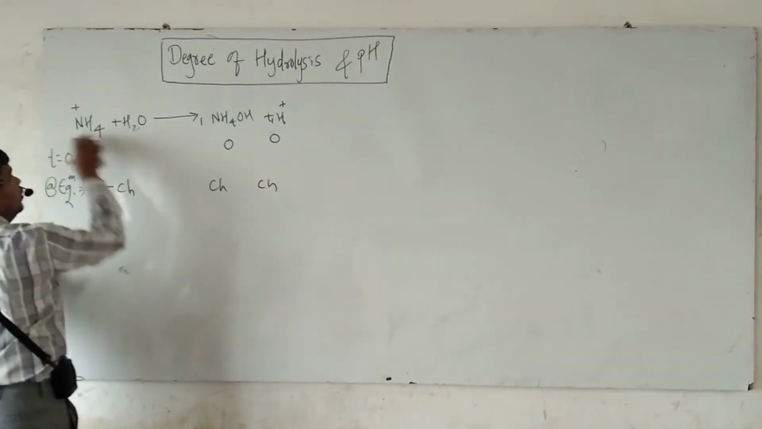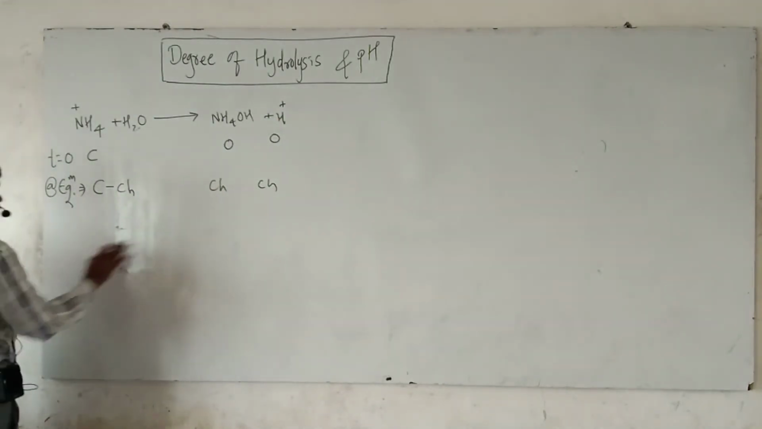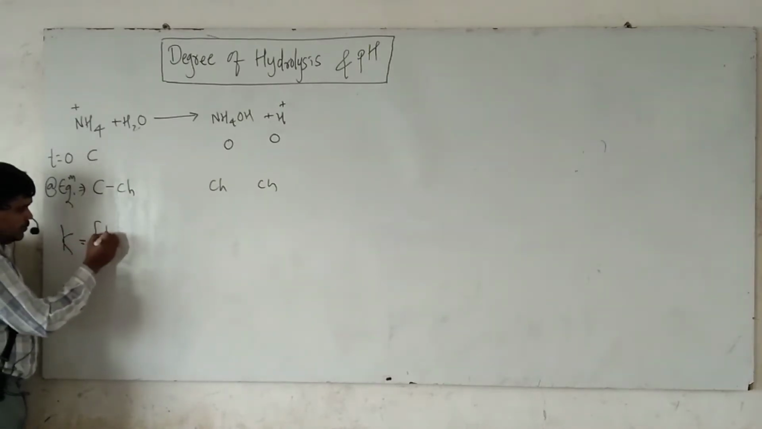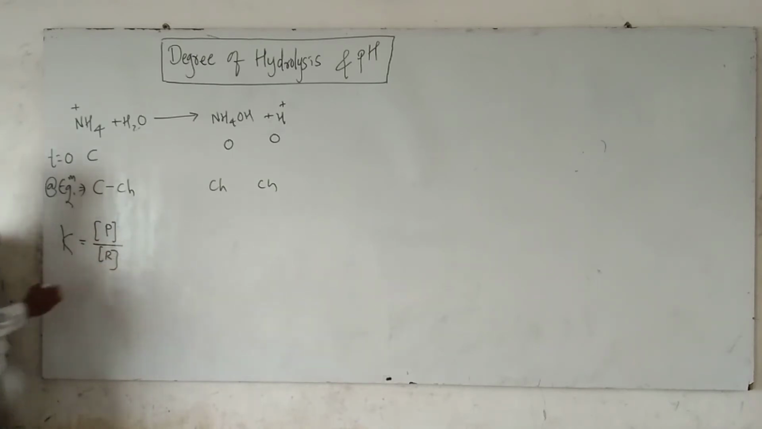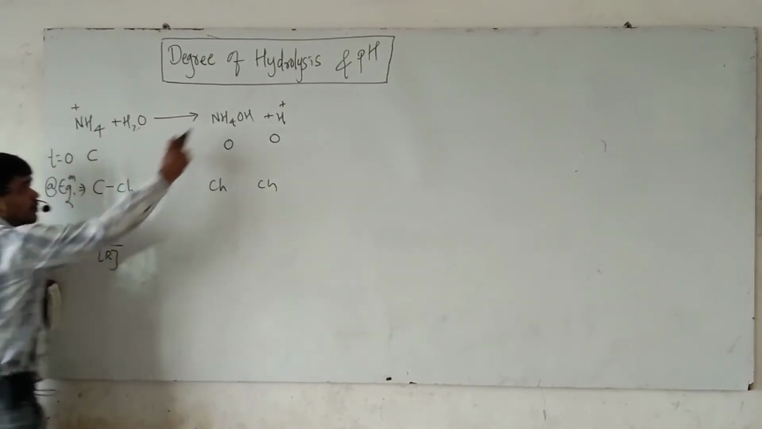Okay. Now, what will be the constant K? The constant K can be calculated by the formula: concentration of product upon concentration of reactant. Now, this is the constant K for what?